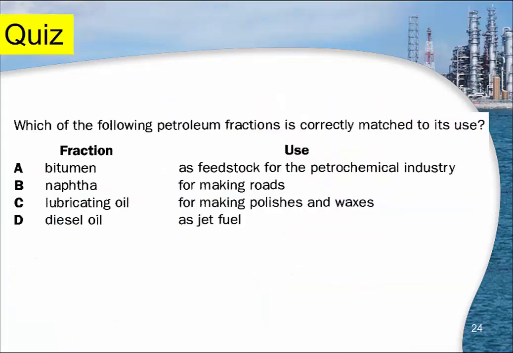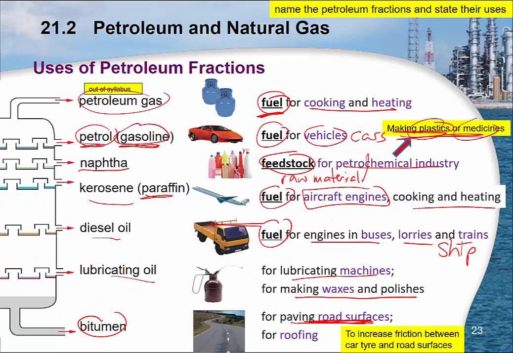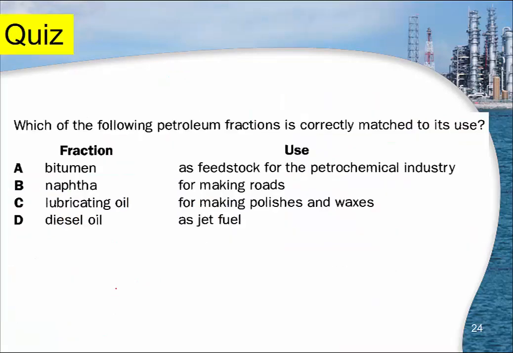Now, you need to remember all the different components, the position. For example, petroleum gas, petrol, naphtha, kerosene, diesel oil, lubricant oil, bitumen. You must know the position as well as the uses. So let's look at this. Which of the following petroleum fractions is correctly matched to its use?